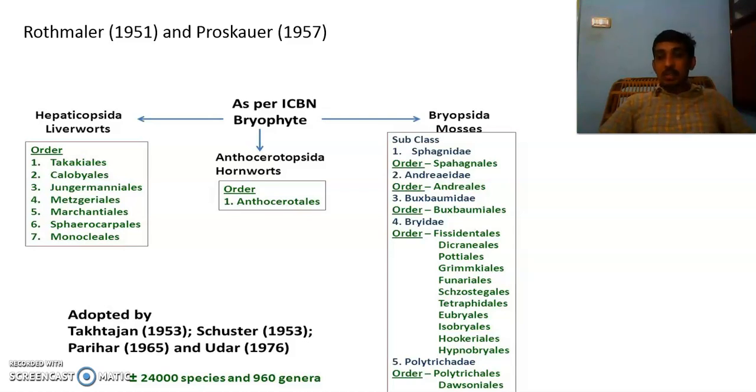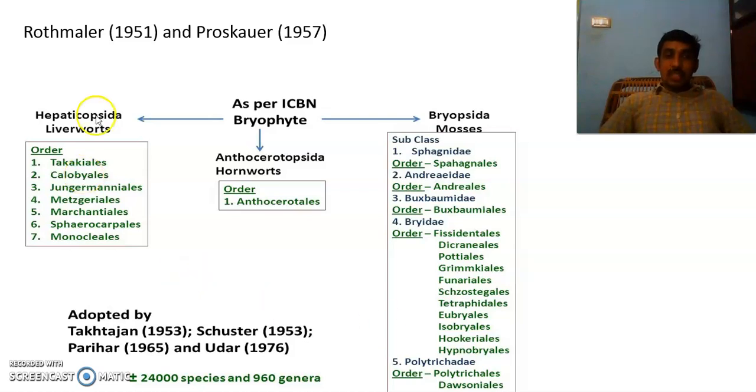Fissidentales, Dicranales, Pottiales, Grimmiales, Schistostegales, Tetraphidales, Eubryales, Isobryales, Hookeriales, Hypnobryales. So Bryidae possesses eleven orders. And when we move into the last, fifth subclass, Polytrichidae, it possesses two orders. One is called Polytrichales and the second one is called Dawsoniales. So this is the brief note about the Rothmaler and Proskauer system of classification.